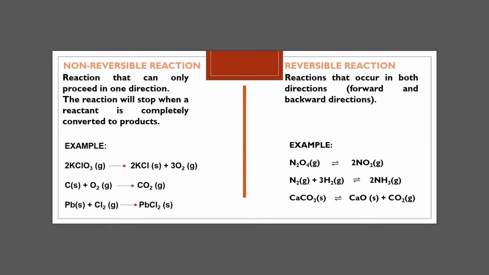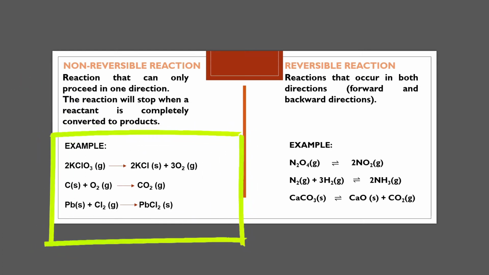Why a chemical equilibrium is a dynamic equilibrium? To understand this, first you must understand a few terms. The first term is non-reversible reaction. Non-reversible reactions are the reactions that can only proceed in one direction, and the reactions will stop when a reactant is completely used up to form products.